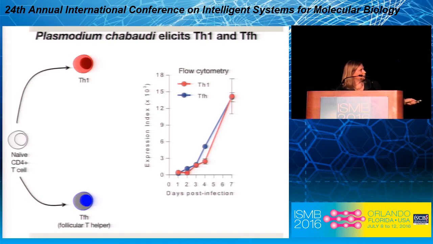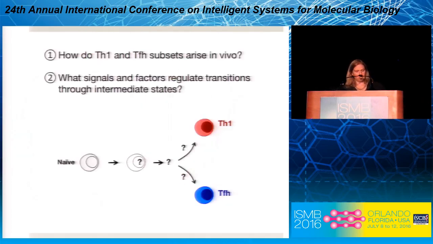And this is known, and we can recapitulate that with flow cytometry for particular markers for Th1 and TFH cells, and these are days post-infection. So the questions that are really important immunologically here, but also fundamentally in terms of understanding cellular decision-making and gene regulation in the context of a differentiation process, is how the Th1 and TFH subsets arise in vivo. So how exactly does a Th1 cell get here from its naive precursor? How does the TFH cell get to its end state from the precursor?